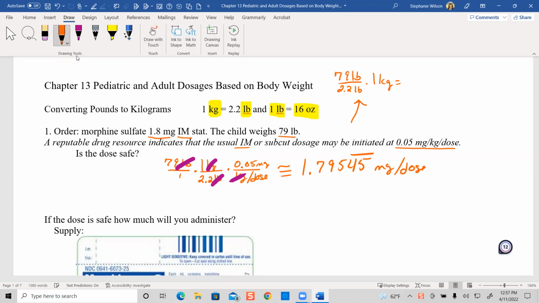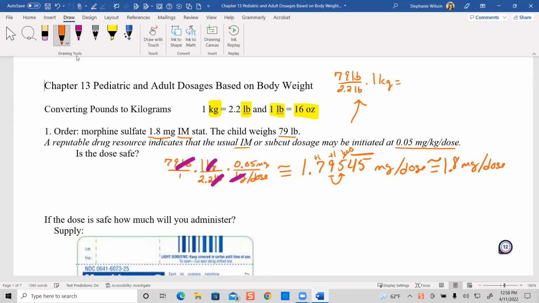And if we round to the nearest hundredths, well, this is the hundredths, and we look at the digit behind it and say, is it equal to or greater than 5? Yes is my answer. So we're going to add 1. And what happens? This 9 plus 1 becomes 10, adds 1 here. So we're rounding approximately to 1.8 milligrams per dose. So I'm going to say this order is safe.